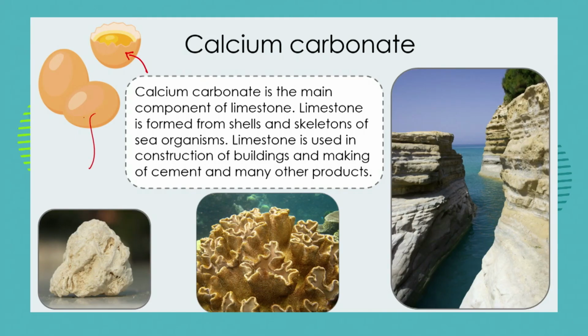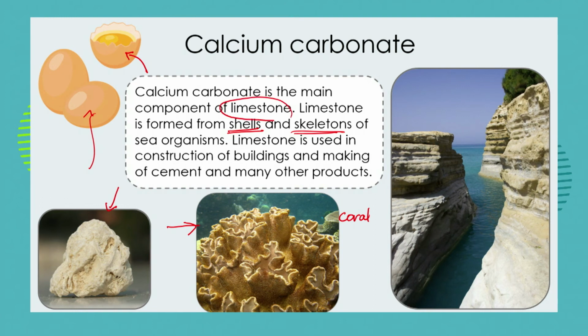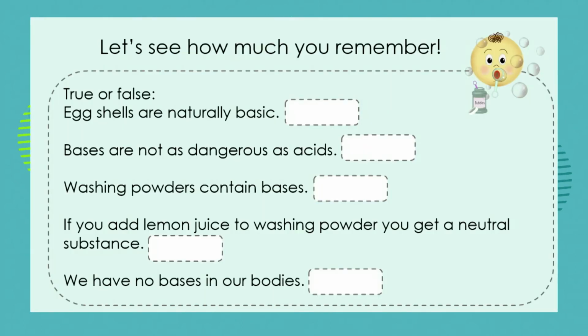But it's not only birds' eggshells that have calcium carbonate in them. Calcium carbonate also forms the shells and the skeletons of many sea organisms, such as this beautiful example of coral. Over time, when these corals and shells break down, they make something called a calcium carbonate slurry, and more and more pressure on top of it forms something called limestone. These cliffs, on a beautiful island near Greece, are made of limestone. So how do we use limestone? We use limestone in making cement and many other products.